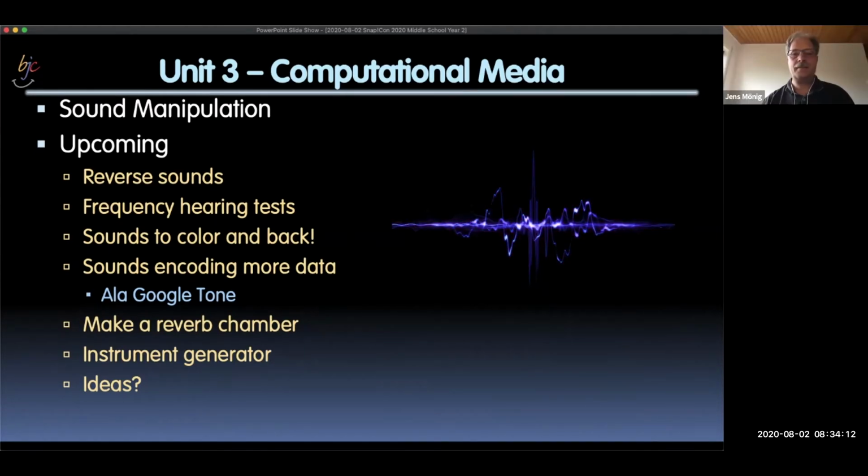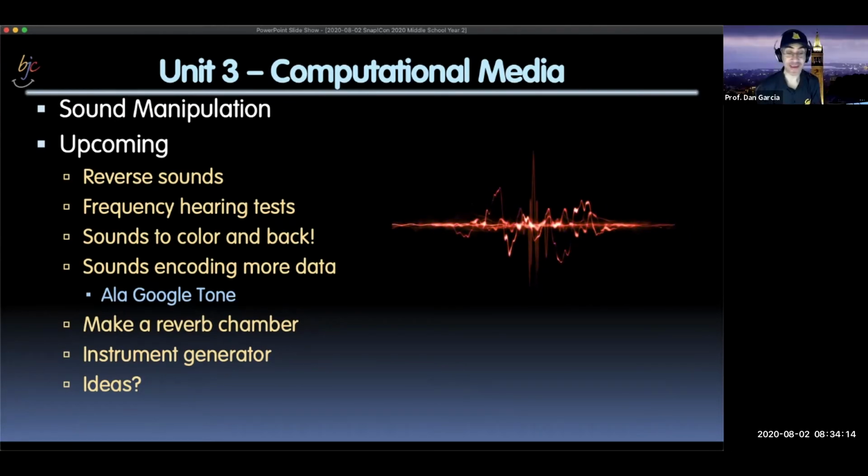Sounds to color and back. Jens had this great demo, I think he showed last year, where he was able to play a note, and as the thing is painting, it's painting in different colors, and then it will go back and take this color. It almost looks like a snake, and the snake has different, just solid, bold colors, and then as he moves his cursor across the snake, it's playing the sound again. So sound to color and back.